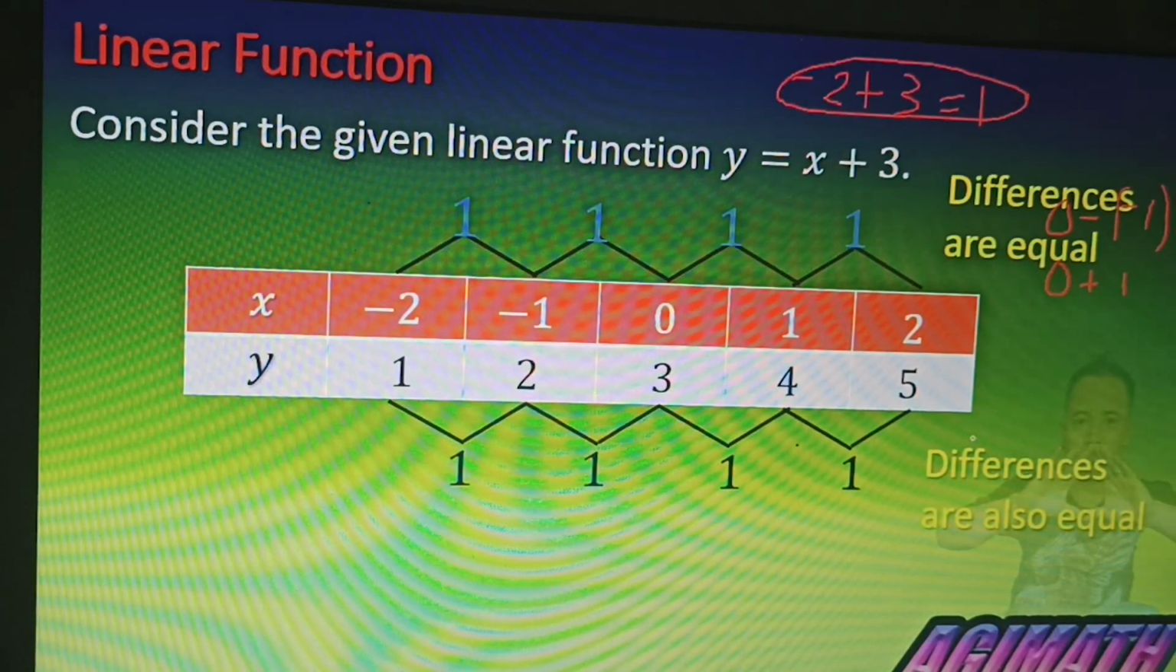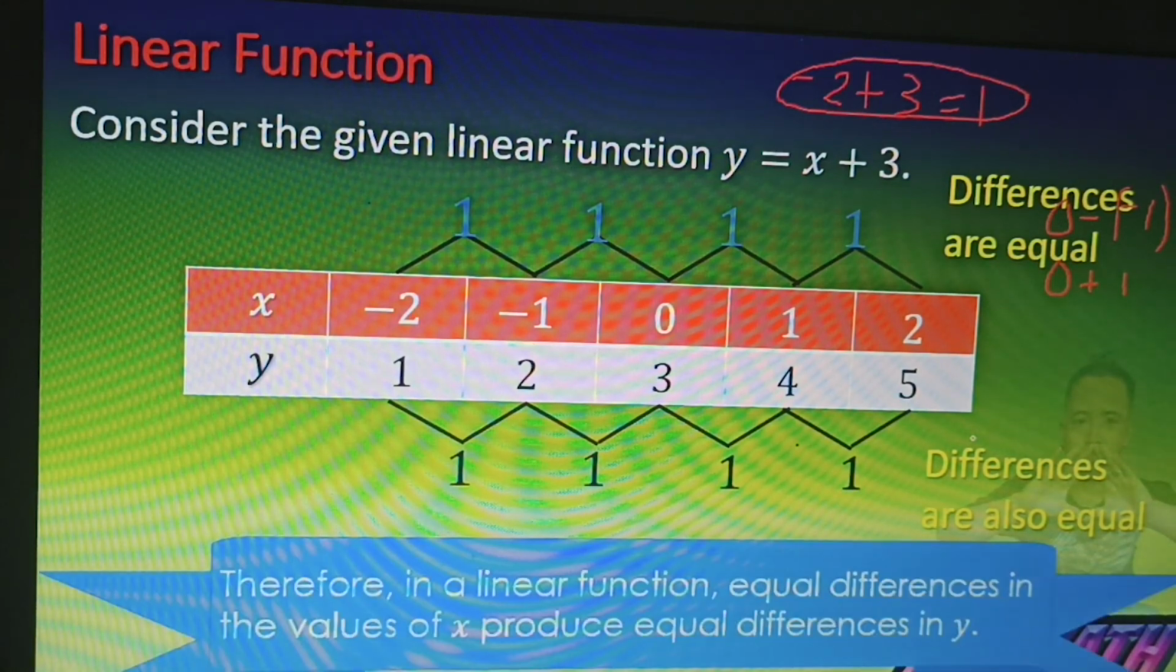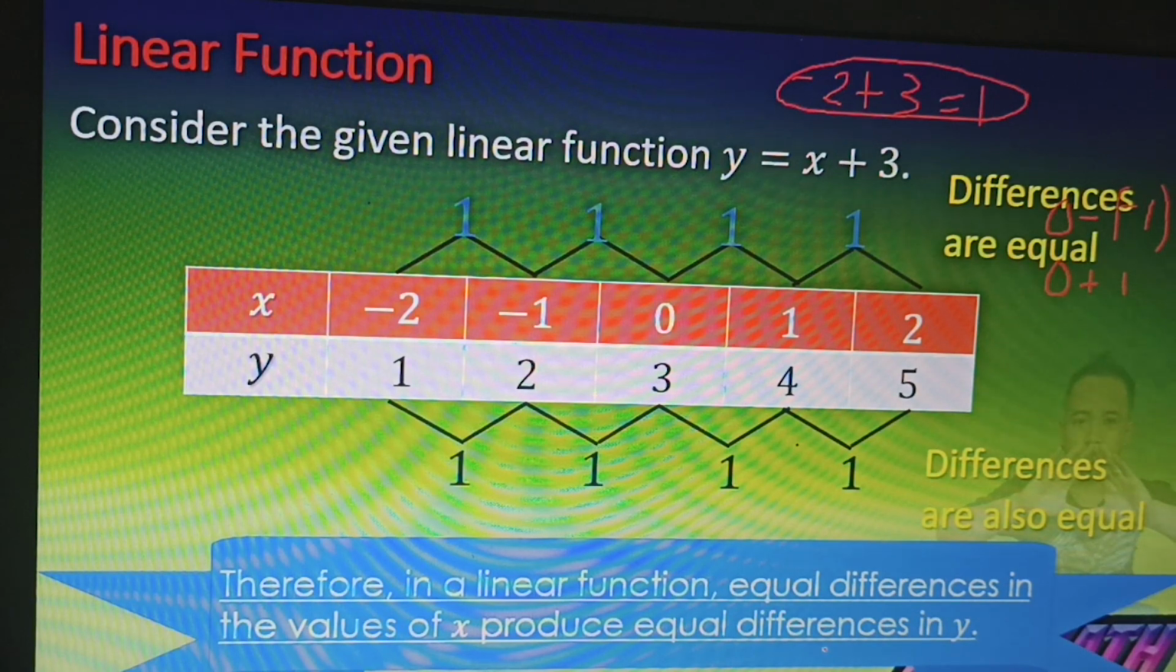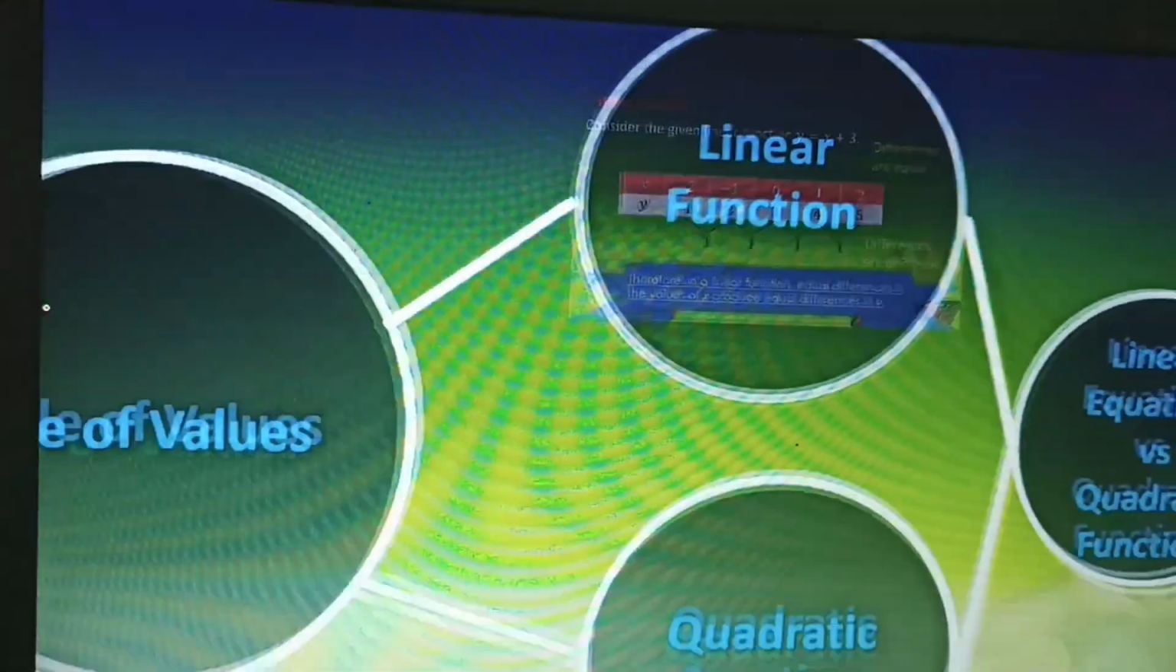So with that, I have shown to you the property of a linear function. In a linear function, equal differences in the values of x produce equal differences in y. So meaning, if the values of x have the same differences, it is also expected that in the values of y, the differences are also equal. If they are not equal, meaning one of your values is wrong. Okay? Okay, let us proceed.